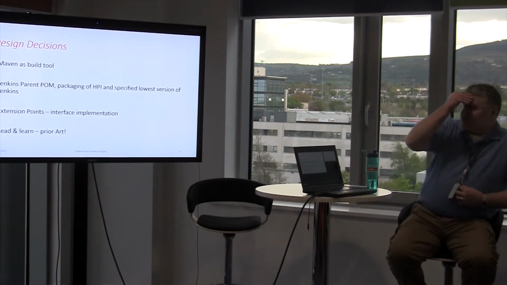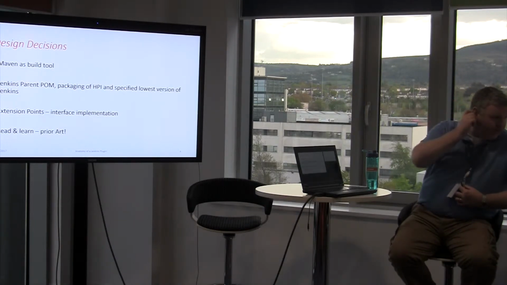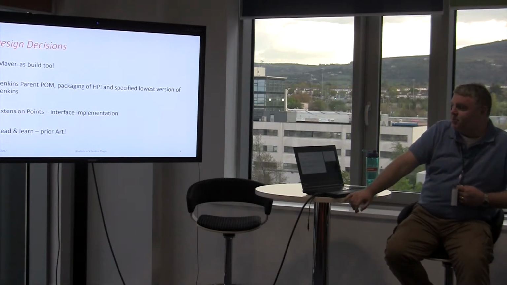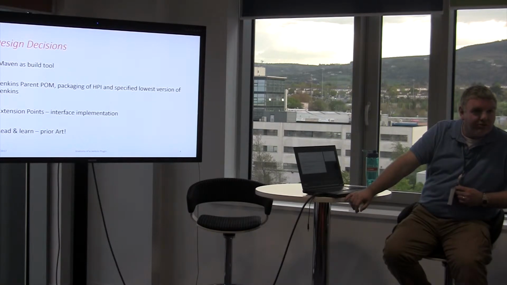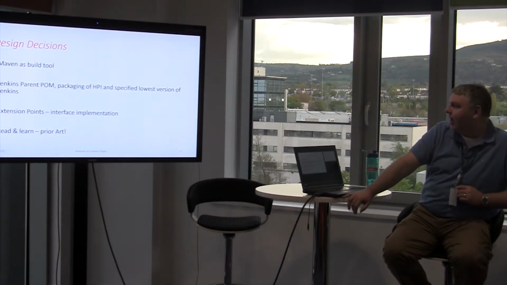I made a couple of design decisions. I decided, as a bit of a no-brainer for a Java dev, to use Maven. It is possible to use other build tools. Maven just has a couple of specific plugins that do make it easy. Jenkins also published a parent POM, which makes it very easy to pull back specific information and bring in the information that you need. It has a specific packaging, which is HPI. Please don't ask me what it stands for. And you can specify the lowest version of Jenkins that you use.